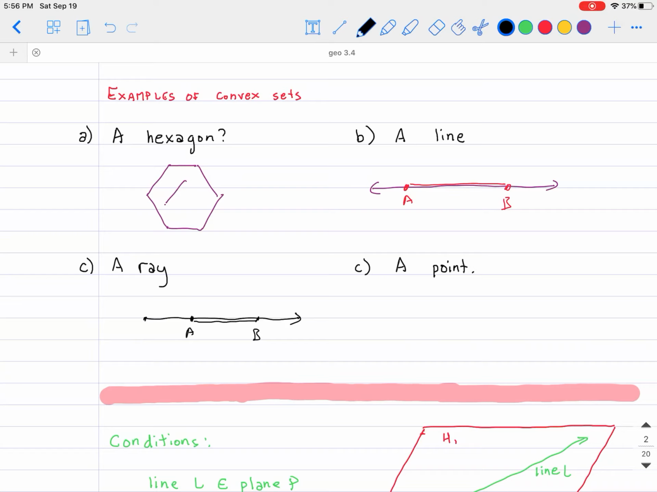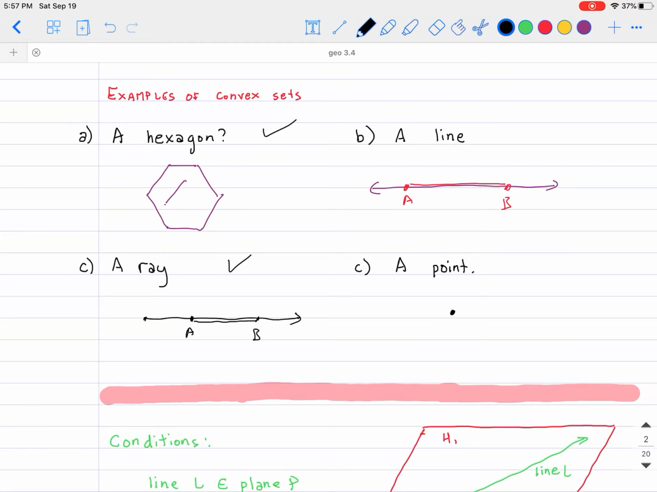And finally, for the last one, what if I have just a single point? We just choose the same single point twice to form a line segment that has a distance of 0. But the result is that it's still that single point, inside that single point.